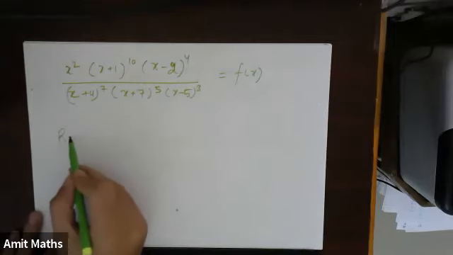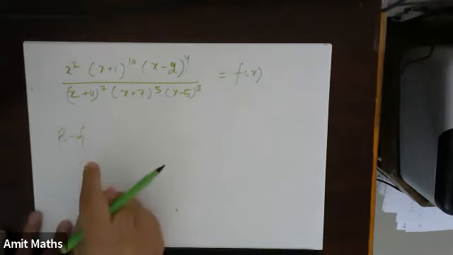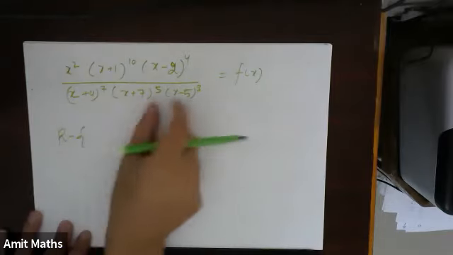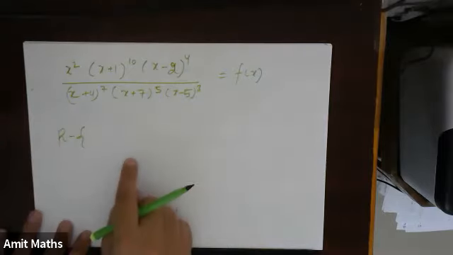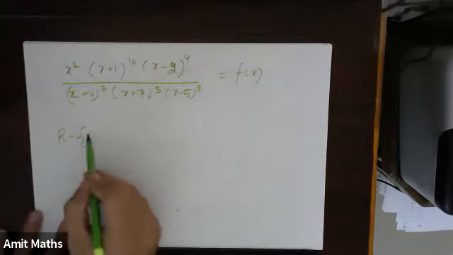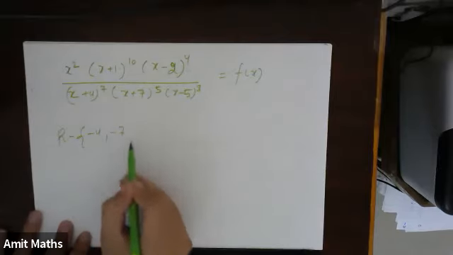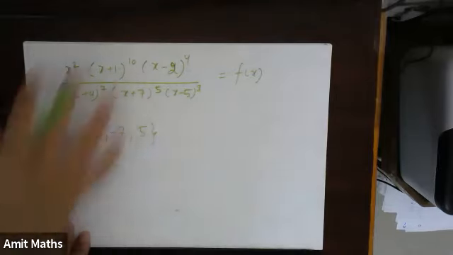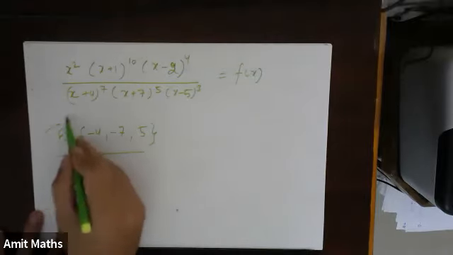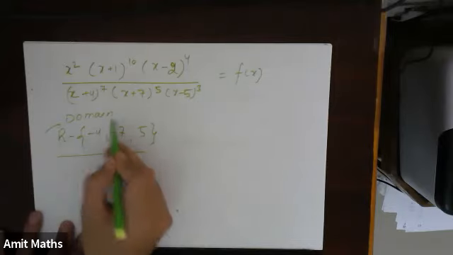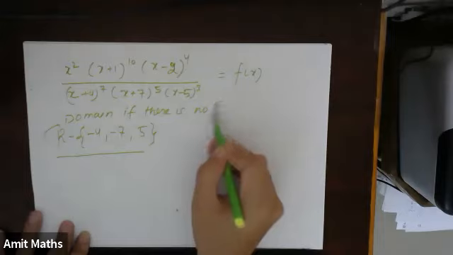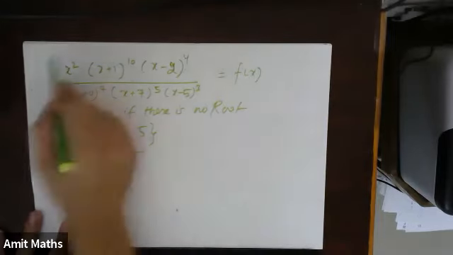So the domain will be R minus only those values of x I will exclude, in which the denominator becomes equal to 0. What are those values for which the denominator is 0? Minus 4, minus 7, and 5. Sir, if there is no root, then this will be the domain.